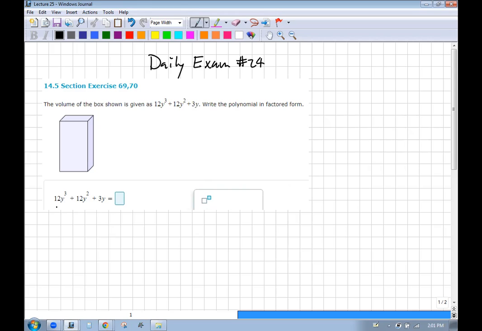Like, you can't just add 12 plus 12 plus 3, right? These are different y's here, right? They have to have the same exponent and the same variables to be able to add across like that.